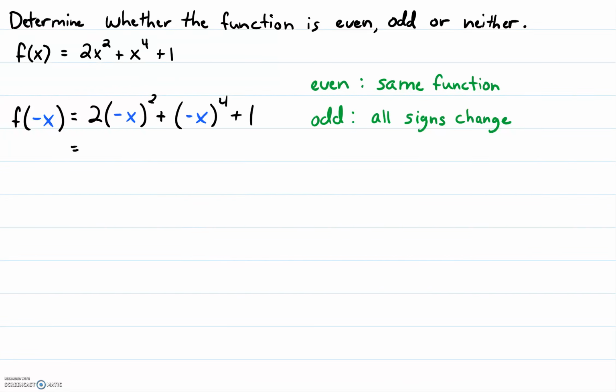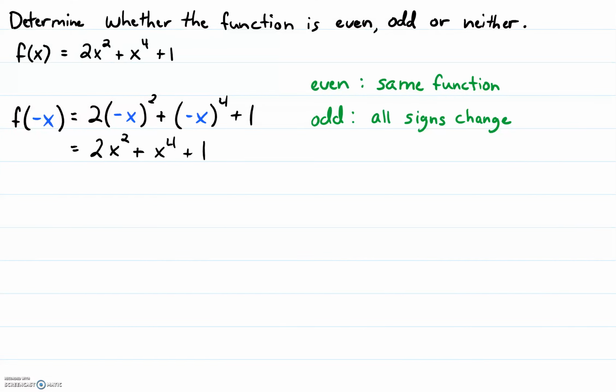We're going to bring the 2 down and then square negative x. Anytime you raise a negative number to an even power, it becomes a positive number. That's one way of looking at this. Or you could make negative x the same thing as negative 1 times x, and then apply the second power to each of those. Either way, you end up with x squared multiplied by that 2. And by the exact same logic, negative x to the fourth power is just x to the fourth power. Nothing's going to change with the plus 1. So now what we've ended up with is 2x squared plus x to the fourth plus 1.